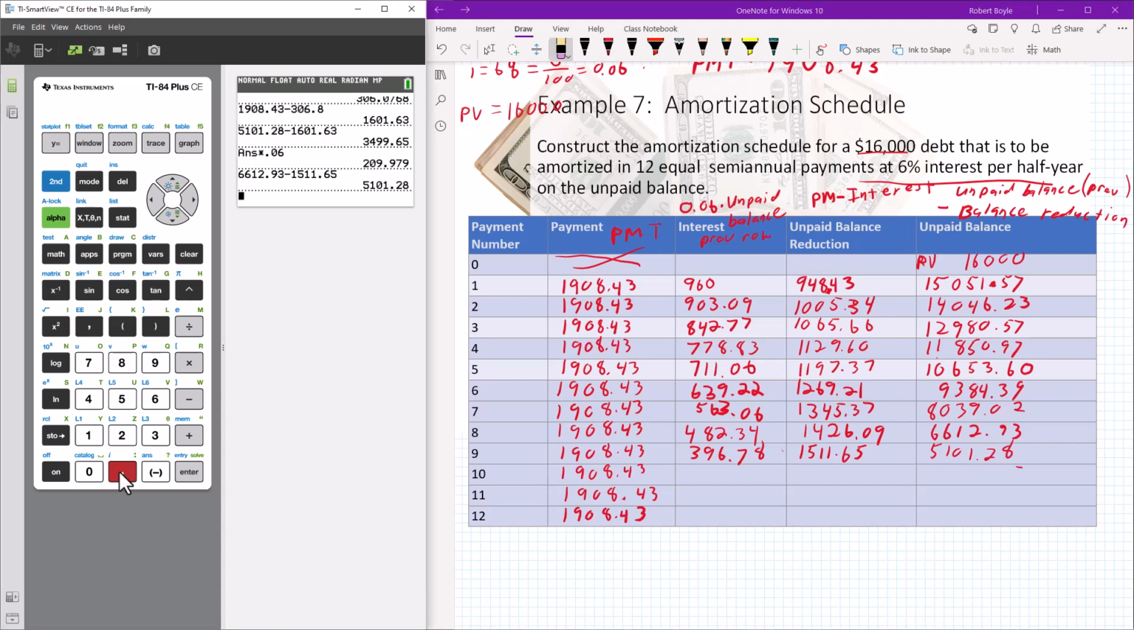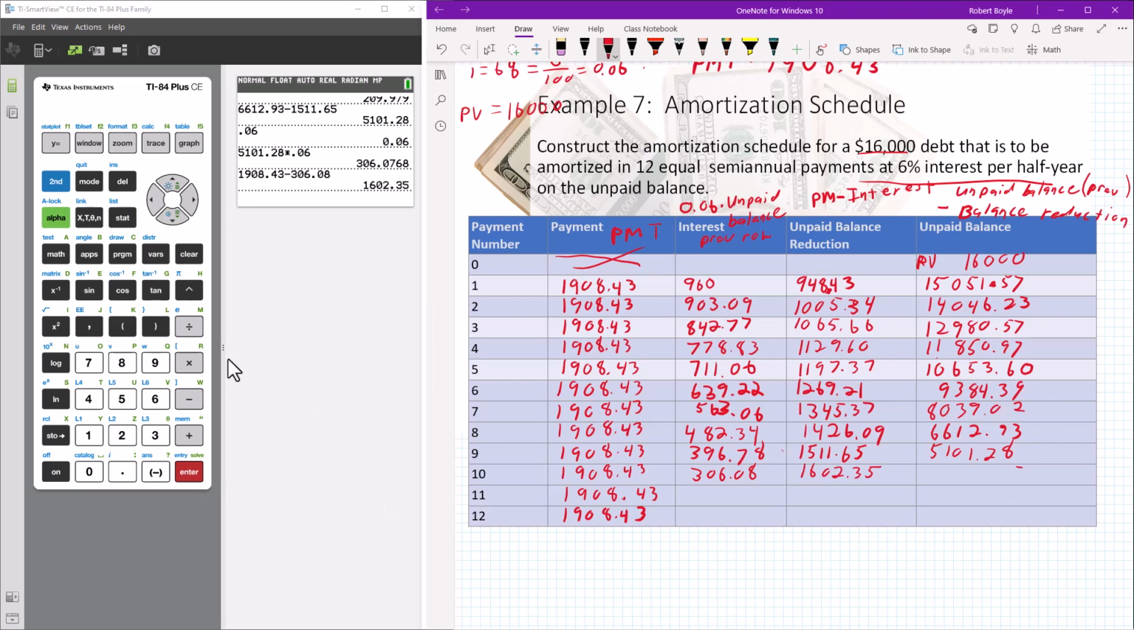Multiply that by 0.06. Oh, did that again. Let's try that one more time. That by 0.06. That gives me, after rounding, $306.08. Okay, that's the amount that goes to interest. The amount that goes to principal will be 1908.43 minus 306.08, and that will give me 1602.35.